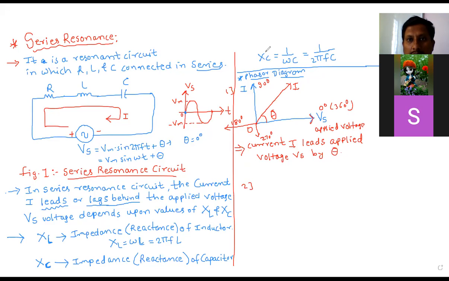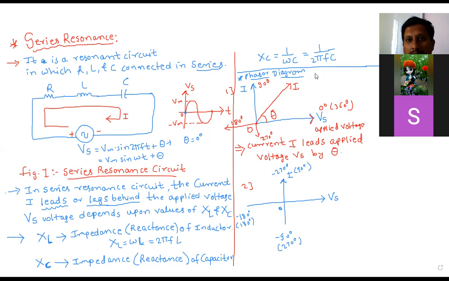Second, I will draw the diagram now. So what you can say now, this is the Vs, this is I. Now this will be minus 90 degree, minus 180, minus 270, like this, or this is plus 90, this is plus 180, this is plus 270.